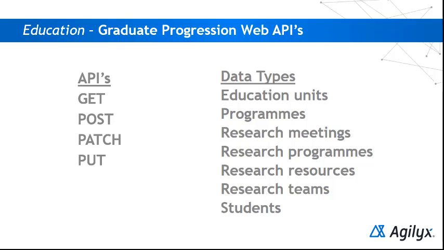And these operations can be applied to the following graduate progression data types. That's education units, programs, research meetings, research programs, research resources, research teams, and students.